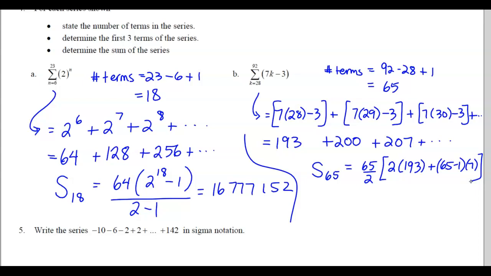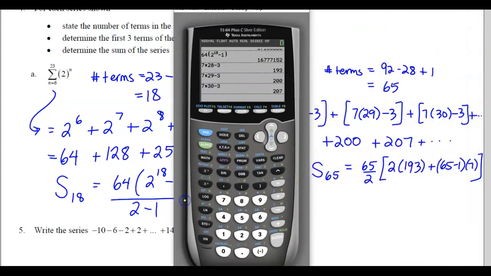So really, this is a good review of sums of arithmetic and geometric series. Okay. So 65 divided by 2, bracket 2 times 193 plus 64, I'll do that bracket in my head, times 7.